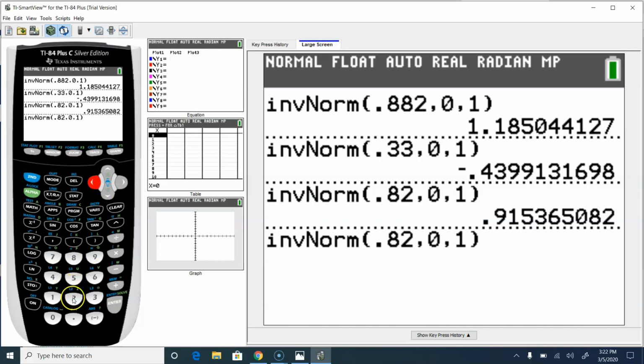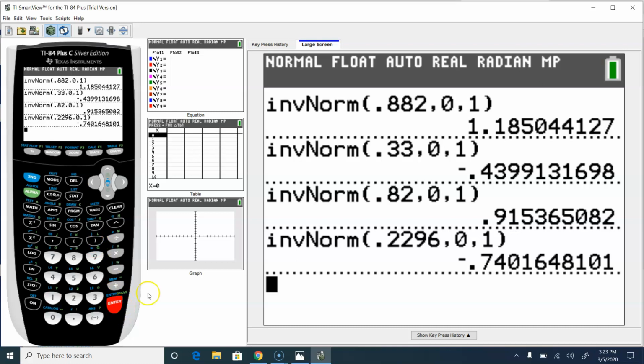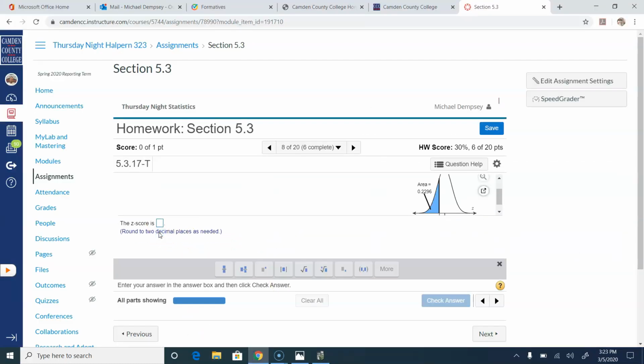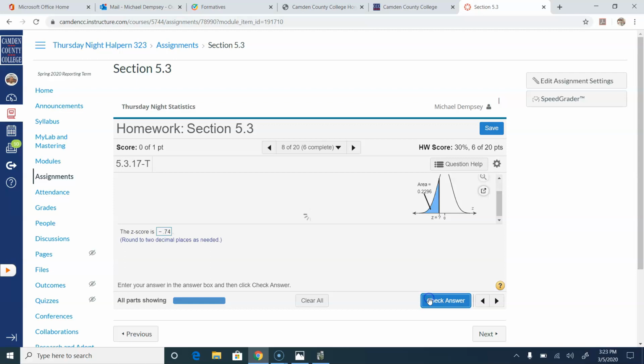So this time we have 0.2296, comma, 0, comma 1. Okay, so negative 0.74. Check that out. Very good.